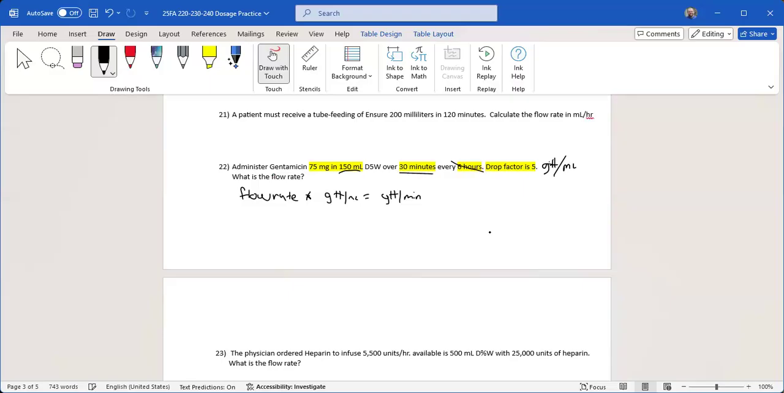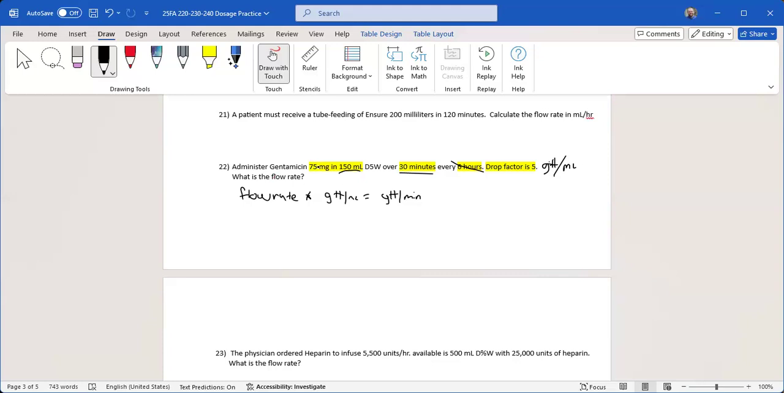I'm going to ignore the 6 hours, because that's kind of like telling you 4 times a day, right? It's telling you to repeat that. Whether it's every 6 hours, every 2 hours, every 12 hours, whatever it happens to be, that's just telling you to repeat the process. Okay.